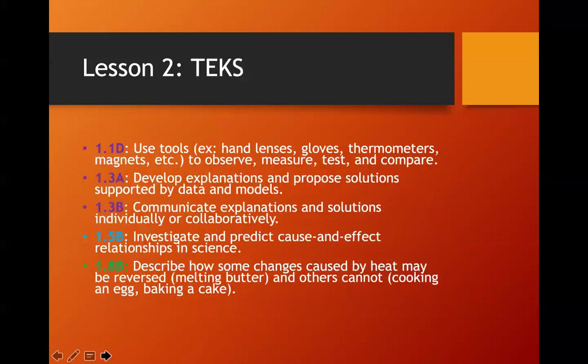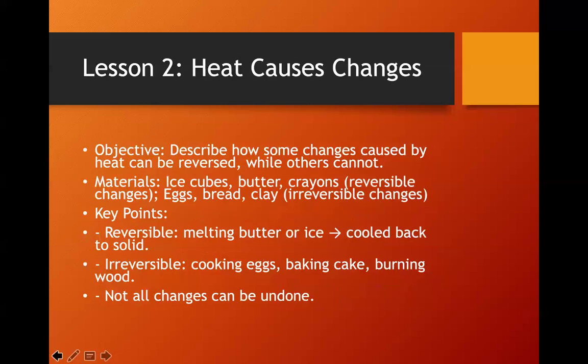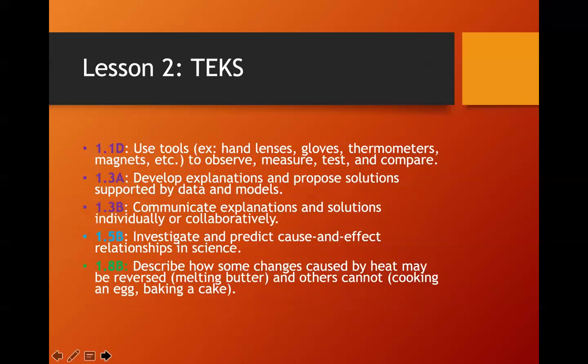In Lesson 2, Heat Causes Changes, the objective is to describe how some changes caused by heat can be reversed, while others cannot. Materials may include ice cubes, butter, crayons for the reversible changes, and eggs, bread, and clay for the irreversible changes. The key points in this lesson are reversible and irreversible, and to hit on not all changes can be undone. The TEKS are as follows for Lesson 2.